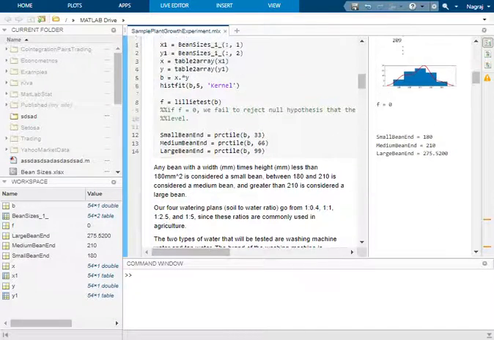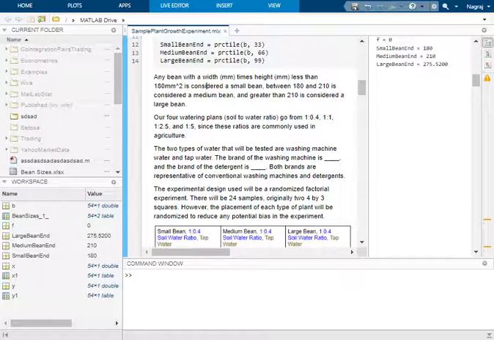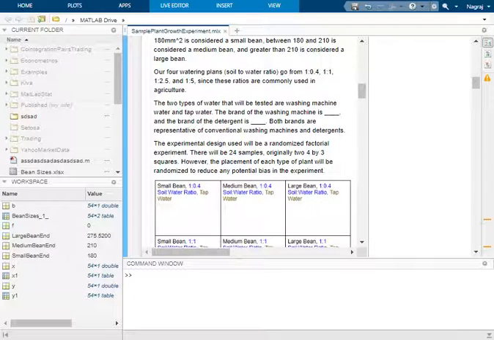So this is my code for that. Any bean with the width times height less than 180 millimeters squared is considered a small bean. Between 180 and 210 is considered a medium bean. And greater than 210 is considered a large bean. So our four watering plans go from 1 to 0.4, 1 to 1, 1 to 2.5, and 1 to 5, with the soil ratio being in grams and the water ratio being in milliliters.